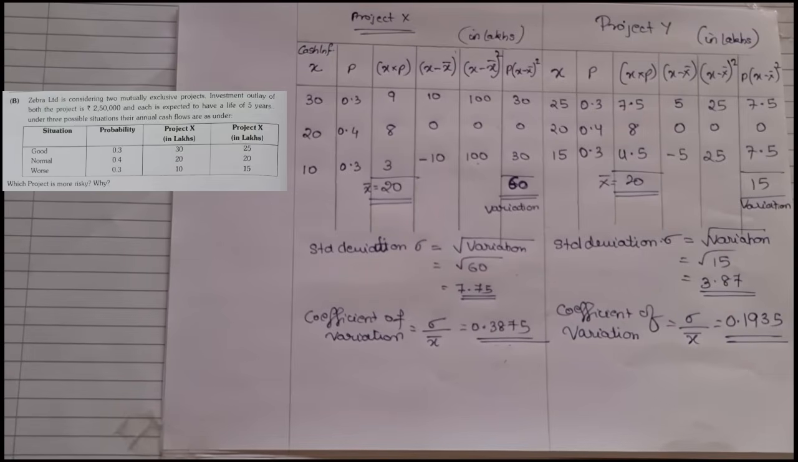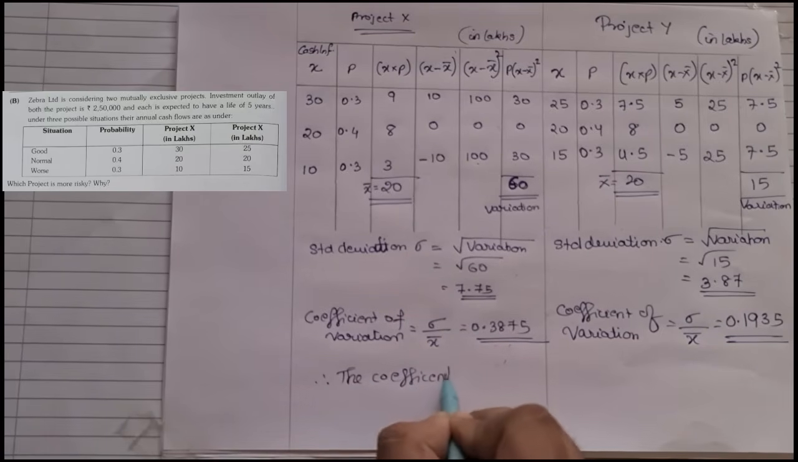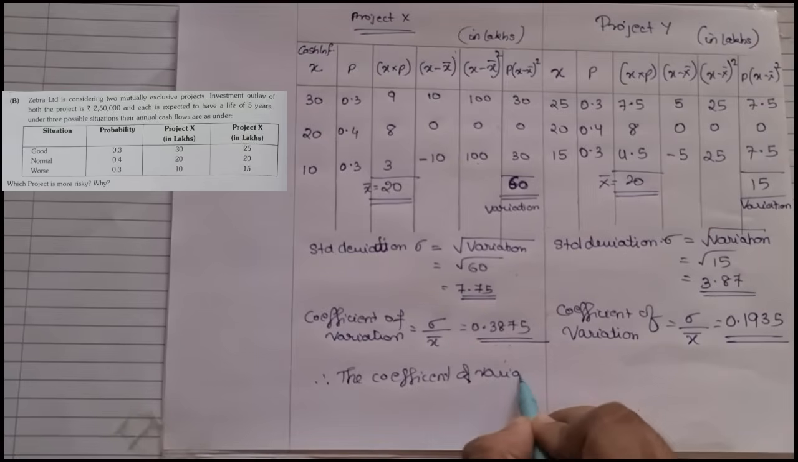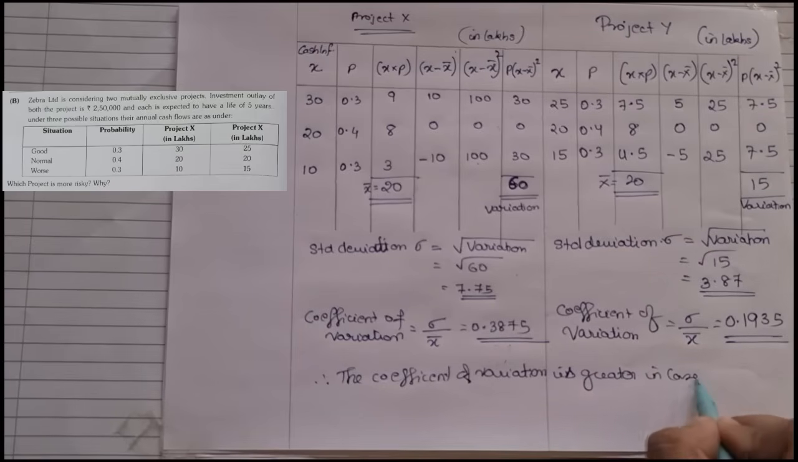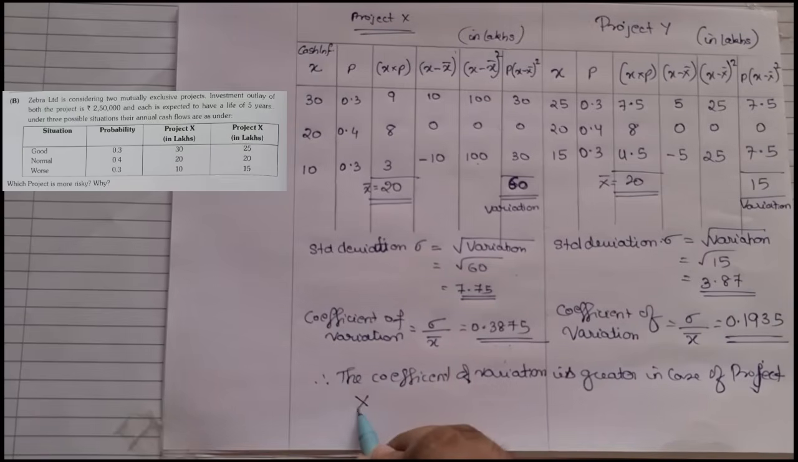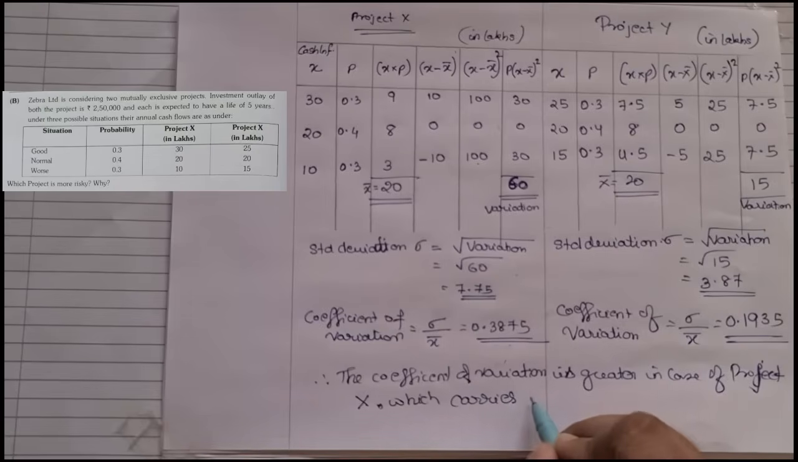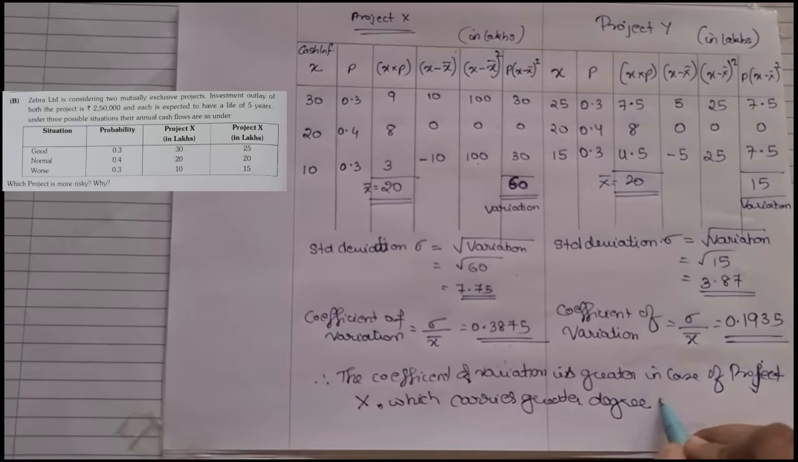Now looking at both those values, I asked you which one is the riskier. So the rule is, the coefficient of variation is higher. So I'll write: therefore the coefficient of variation is greater in case of project X, because X has a higher value, which carries a greater degree of risk. That's my final answer.